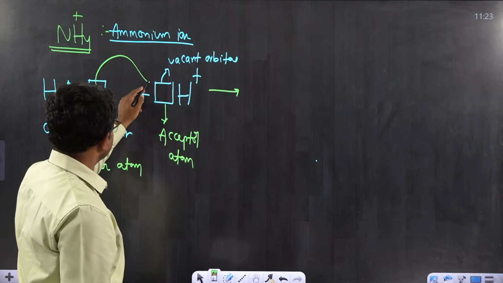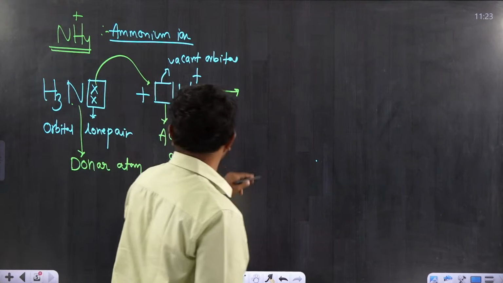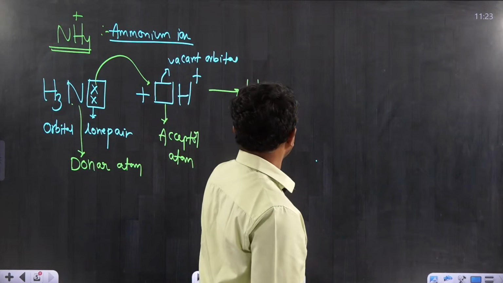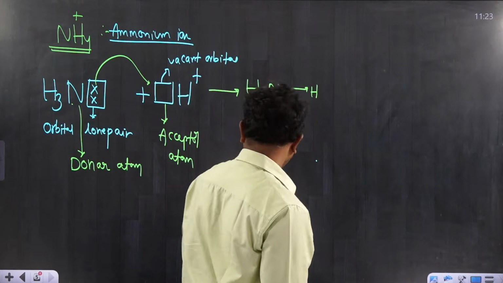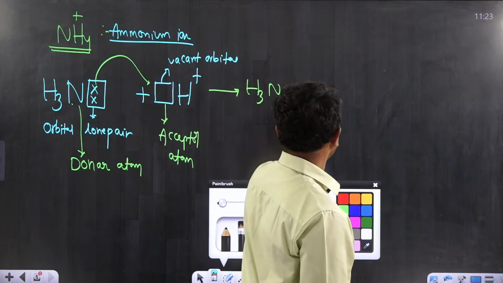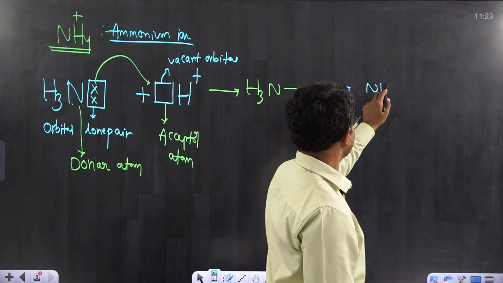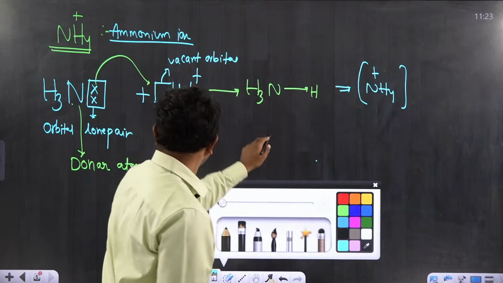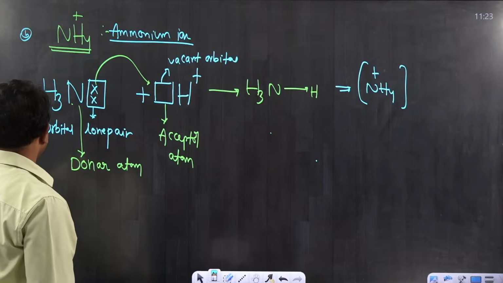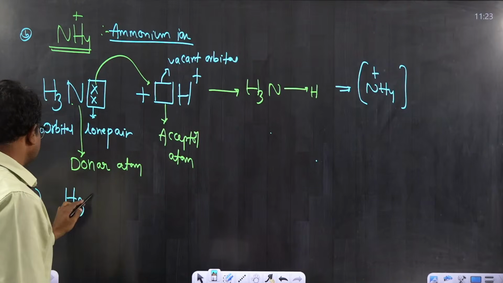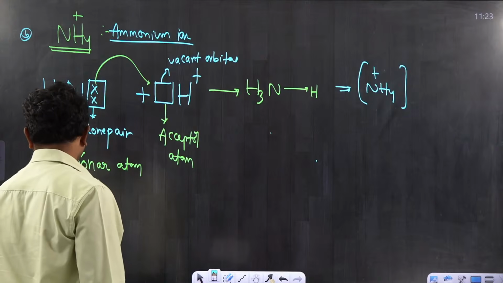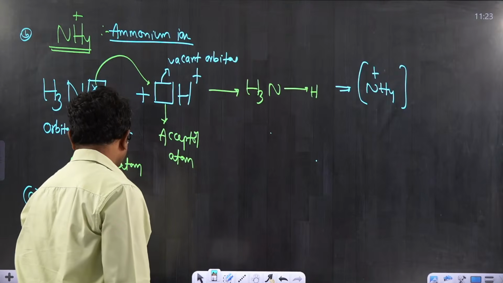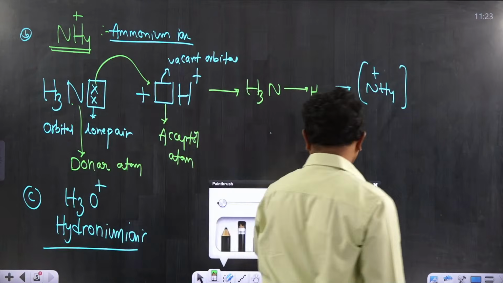If I use this pair of electrons for the hydrogen for dative bonding, I can represent the dative bond between nitrogen and hydrogen with this arrow. And that is the reason why we can also represent the ammonium ion with the sign NH4 positive. In the same manner, let's talk about the formation of H3O plus. This is called the hydronium ion. The formation of the hydronium ion involves the same principle.